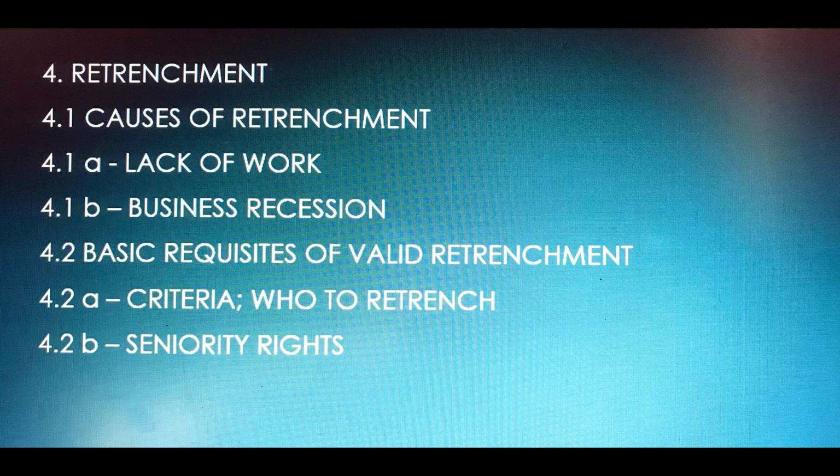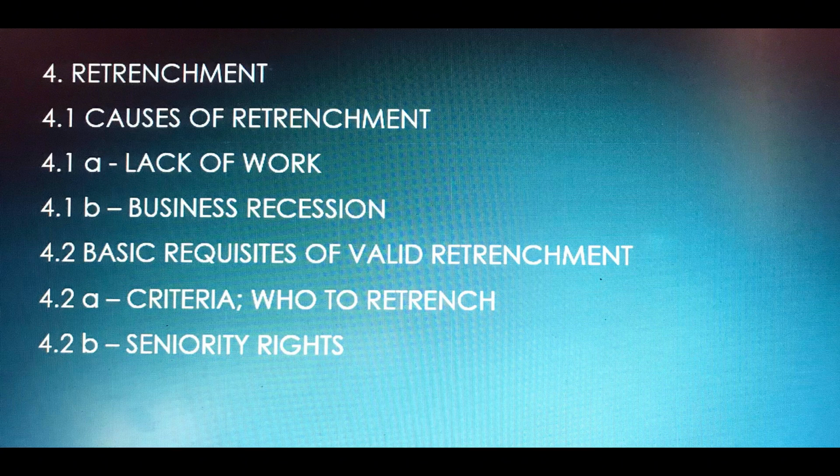First, who is to retrench? Employers must have clear, fair criteria for deciding which employees to retrench. This ensures the process is transparent and justifiable. A company might use performance evaluations, skill sets, and job relevance to determine which employees are essential and which positions can be eliminated. Lastly, the seniority right.